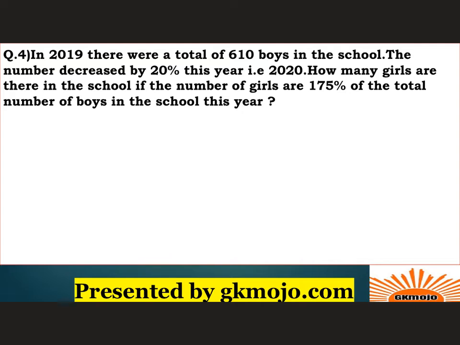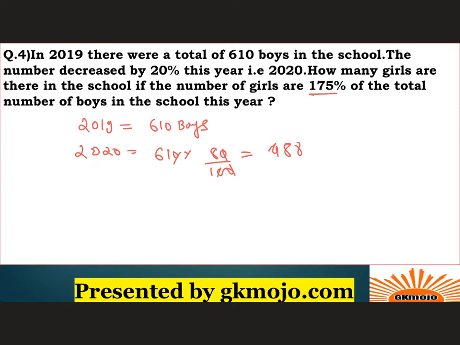How many girls were there in the school if the number of girls is 175% of the total number of boys in the school this year? So basically in 2019, there were a total of 610 boys. And they say that in 2020 the number of boys has decreased by 20%. Decreased by 20% means 610 times (100 minus 20) is 80, 80 by 100. The zeros get cancelled, so you will have 488, which is the total number of boys in year 2020.